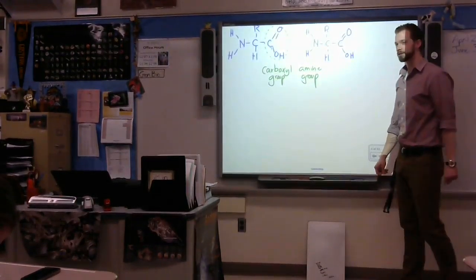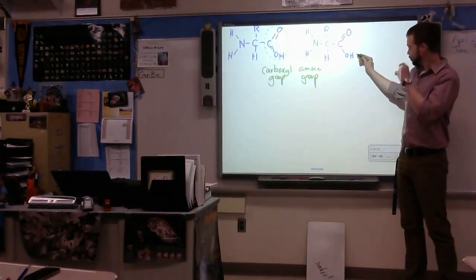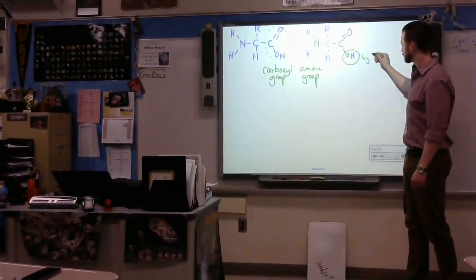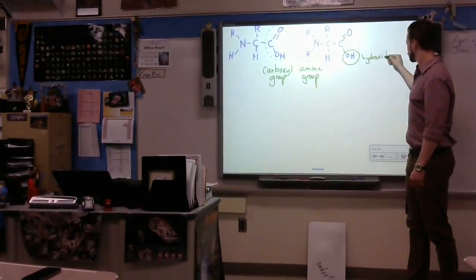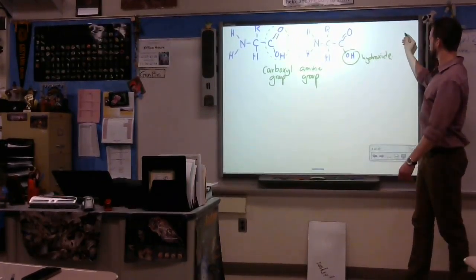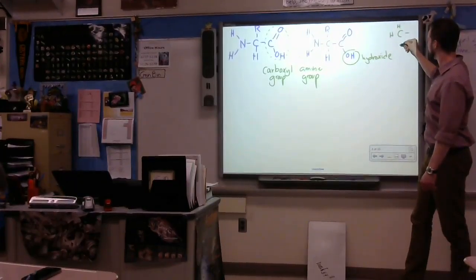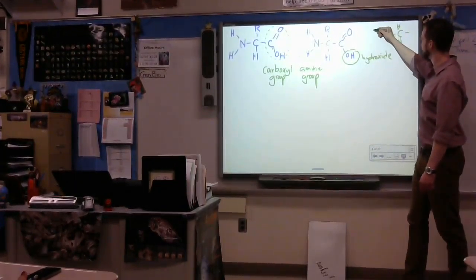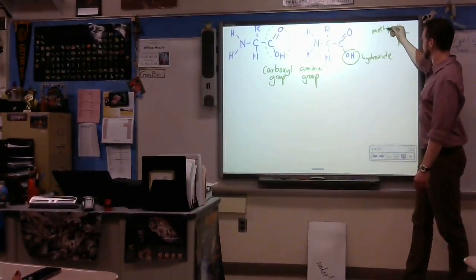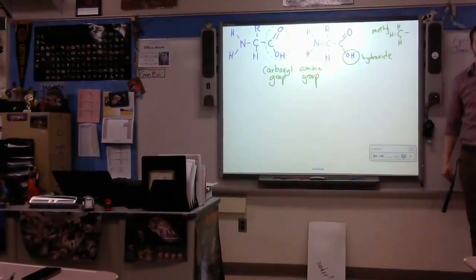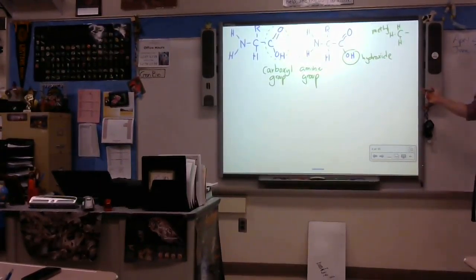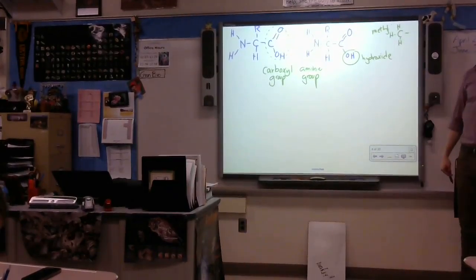And for the record, just in case you're wondering, an OH is called a hydroxide. And just for kicks, as long as we're going over them, a C with 3 H's on it that is connected to something else is called a methyl group. But that doesn't exist in an amino acid, so I wouldn't worry about it too much. But C with 3 H's, that's always a methyl group.